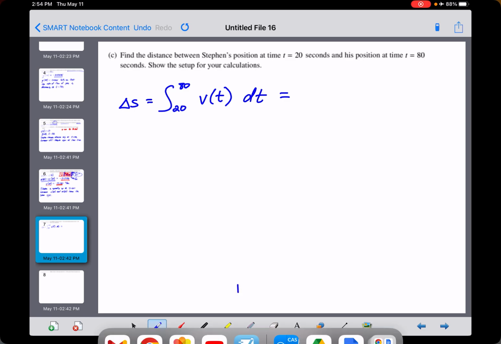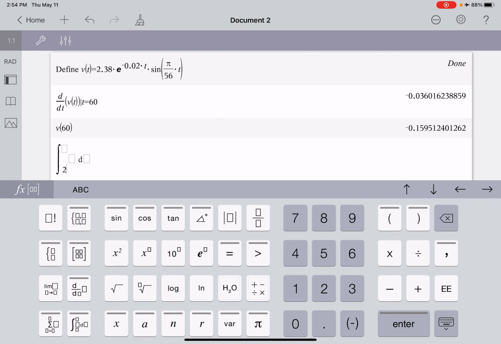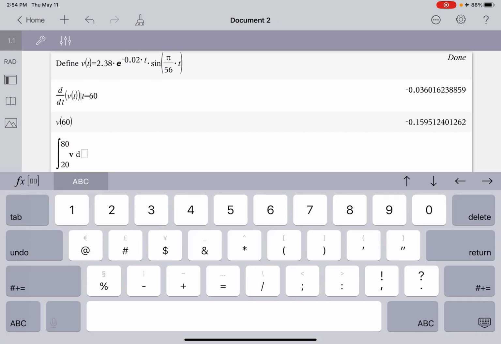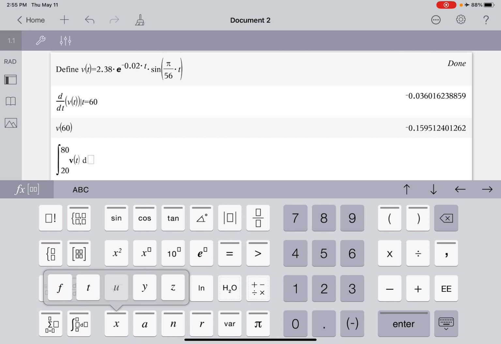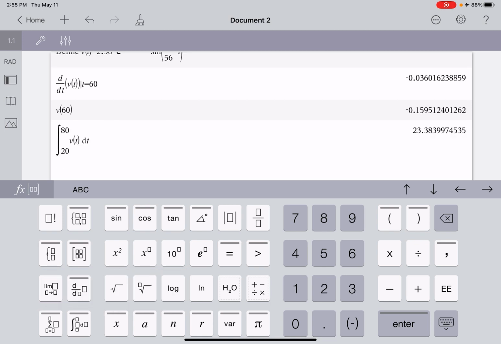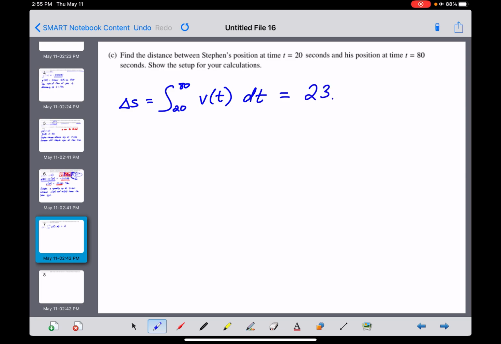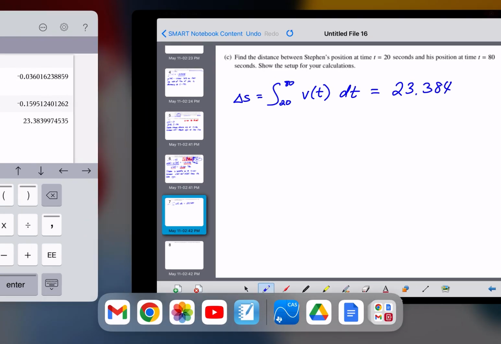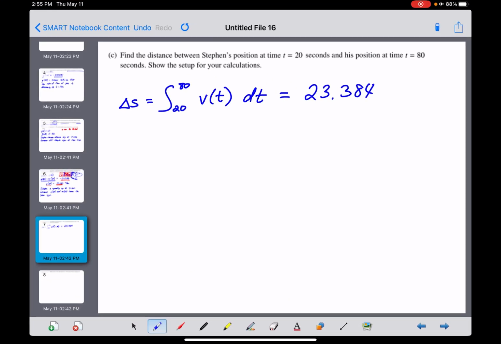So I showed them what I'm about to put in my calculator. Now let's go ahead and do it. So calculus menu, we're going to do an integral from 20 up to 80, gotcha. And then our integrand, still kind of a pain to get to here, guys, is going to be v of t, all of which is being taken with respect to t. Okay, and when we hit enter, we get 23.384. Let's write that down. So 23.384. Let me make sure I got that right before I move on. Yep, got it.